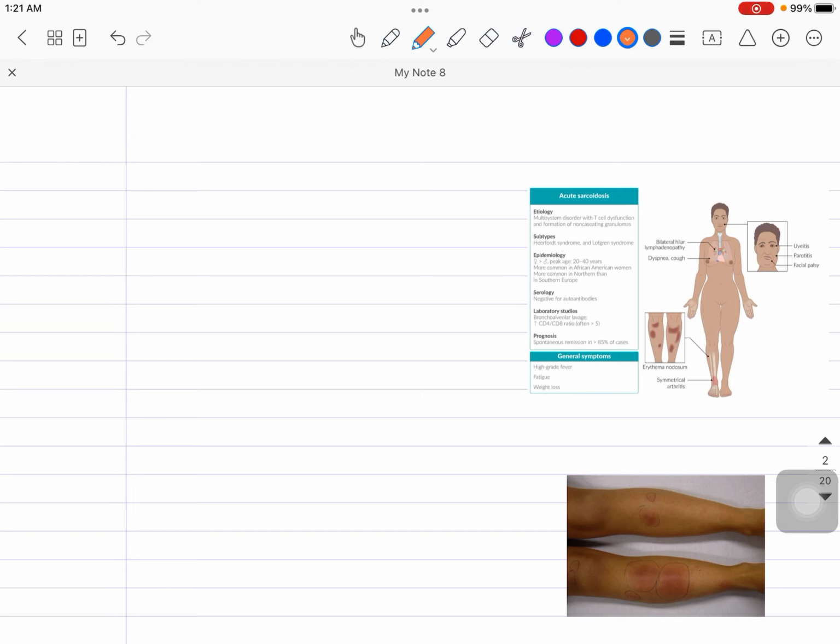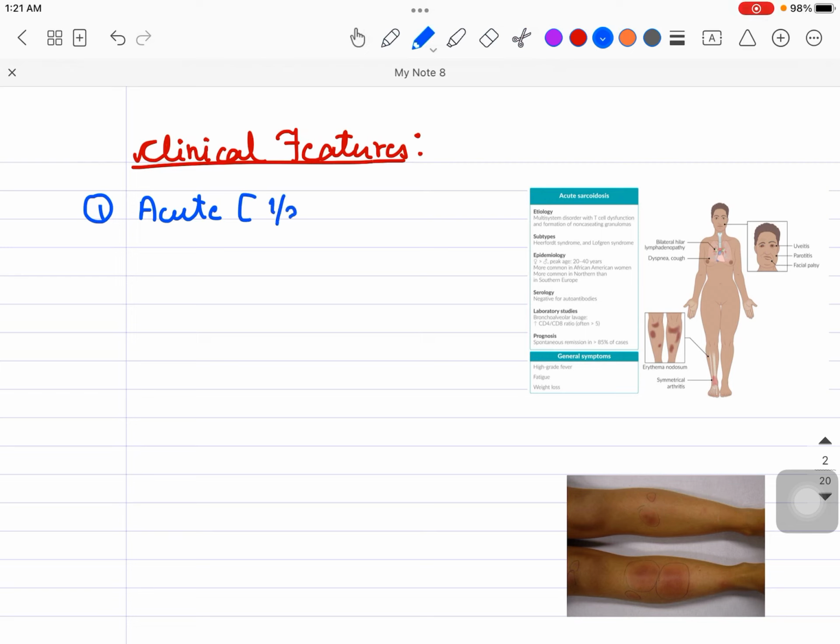Right? So the clinical features are very interesting and very easy to remember as well. Once you understand the pathophysiology, it is very easy to understand. We just need to know the salient features of it. In the initial part, I told you it is divided into two types, acute and chronic. So first of all, let's talk about the acute type, acute sarcoidosis. In one third of the cases, we are seeing the acute type of sarcoidosis.